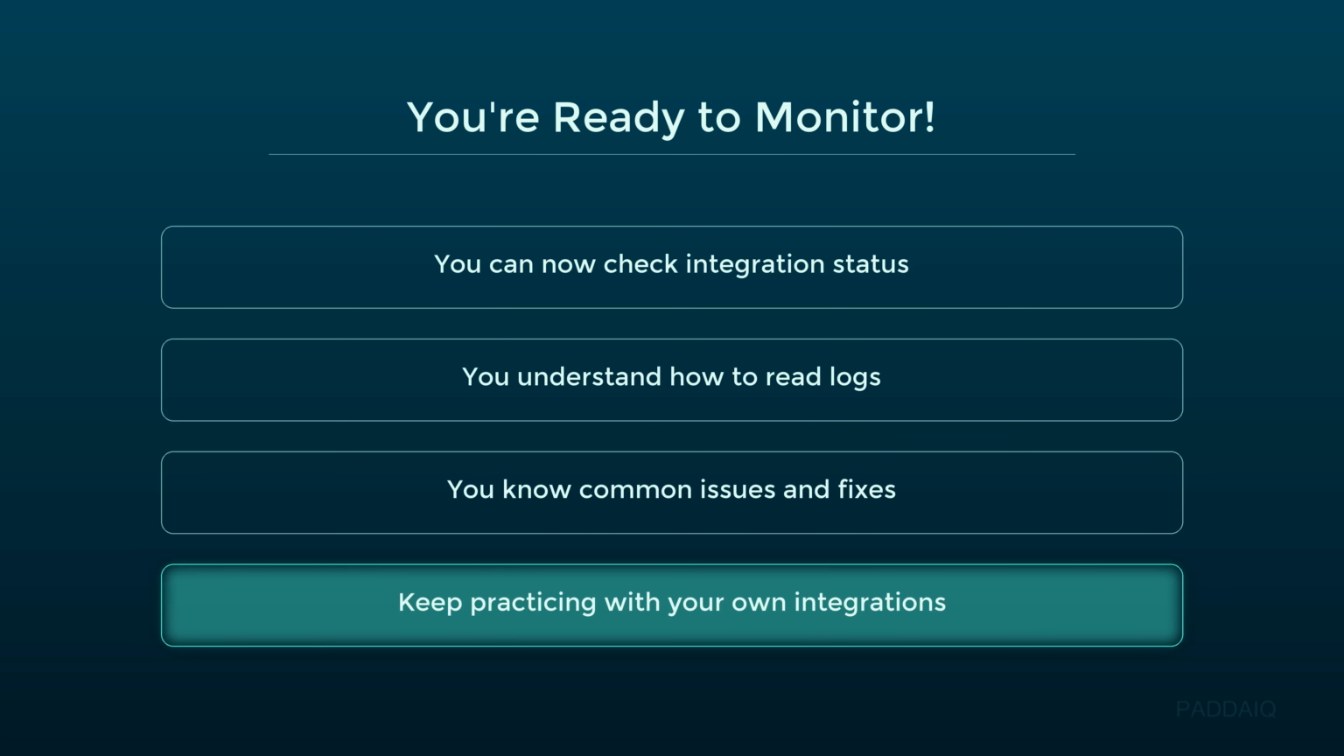Keep practicing with your own integrations. This means you should continue building and testing your own SAP BTP connections to gain confidence. For example, try linking your BTP account to a cloud storage service to move files automatically. The more you experiment, the more skilled you will become at managing these solutions effectively.